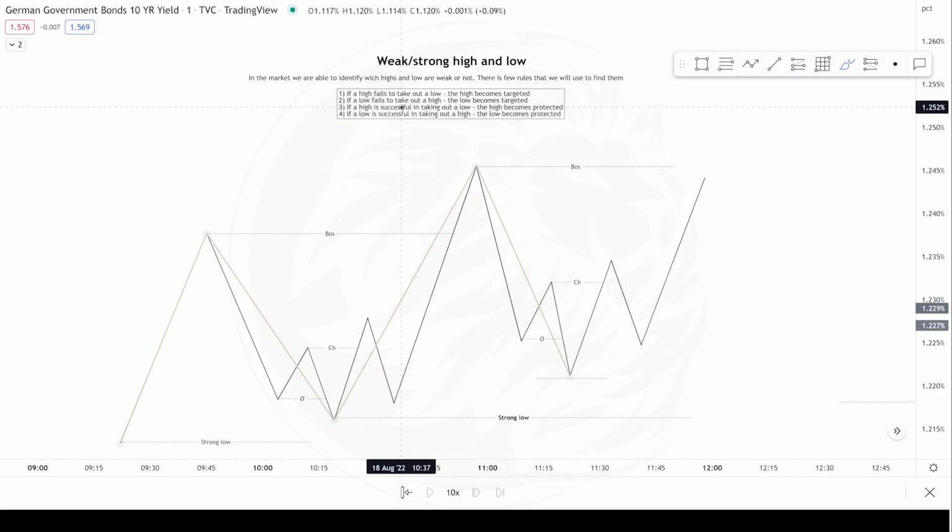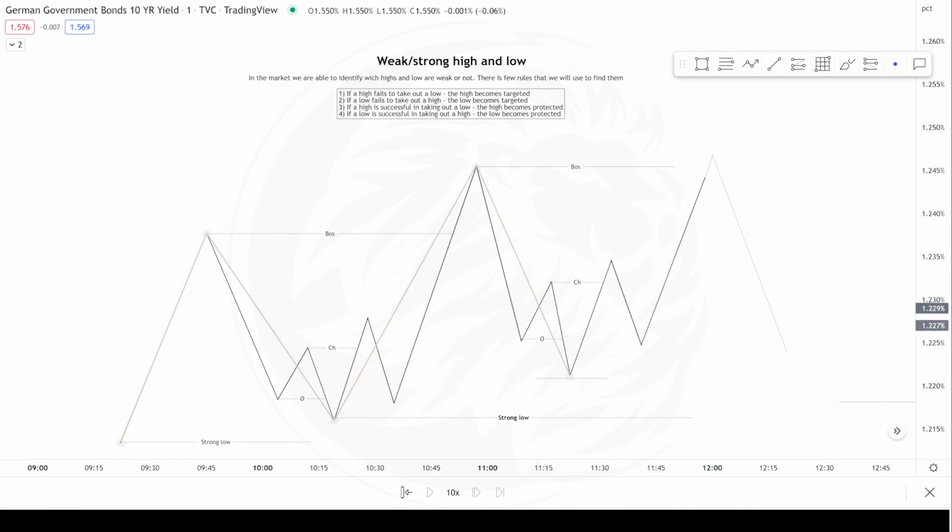If a low fails to take out a high, the low becomes targeted. So this is why I explained it to you before. So for example here, if price makes a wick but not a candle close, the low will fail to take a high, so the low will become targeted. So this will be the low, or I sometimes follow this one because it gives less risk reward, but I don't like the counter trend trade, so I prefer to get out as fast as possible, but the low becomes targeted. So this low becomes targeted because it will be liquidity.